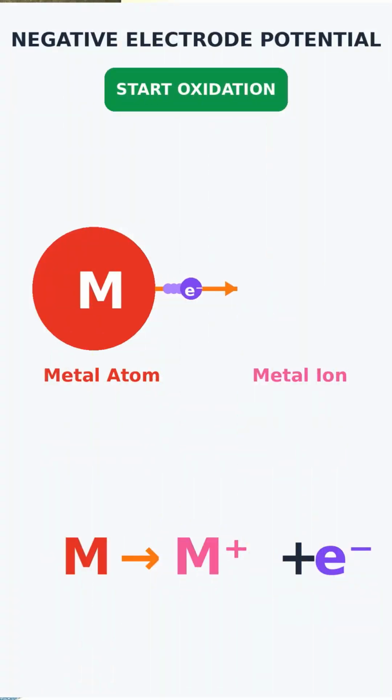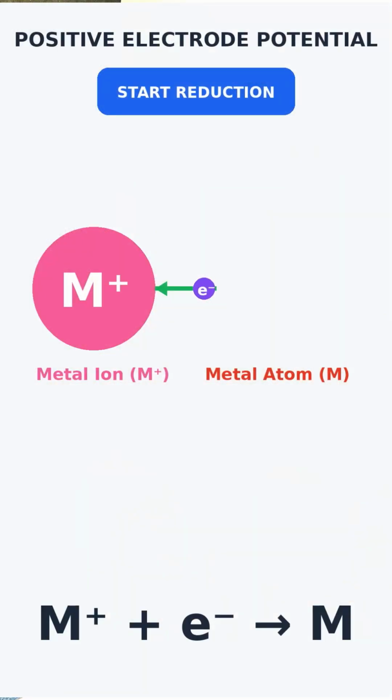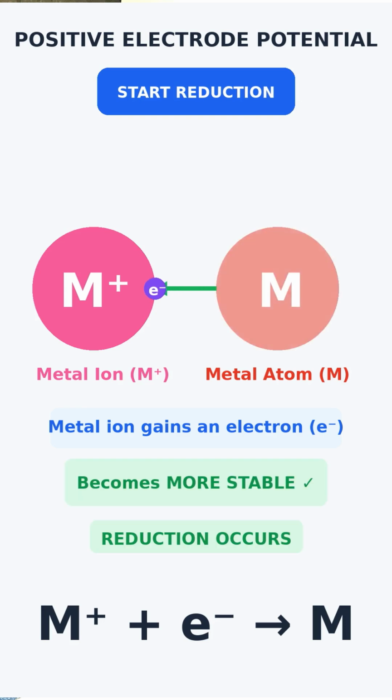The negative potential means the substance is more easily oxidized and will lose electrons, and a positive potential means the substance is more easily reduced and will gain electrons to become more stable.